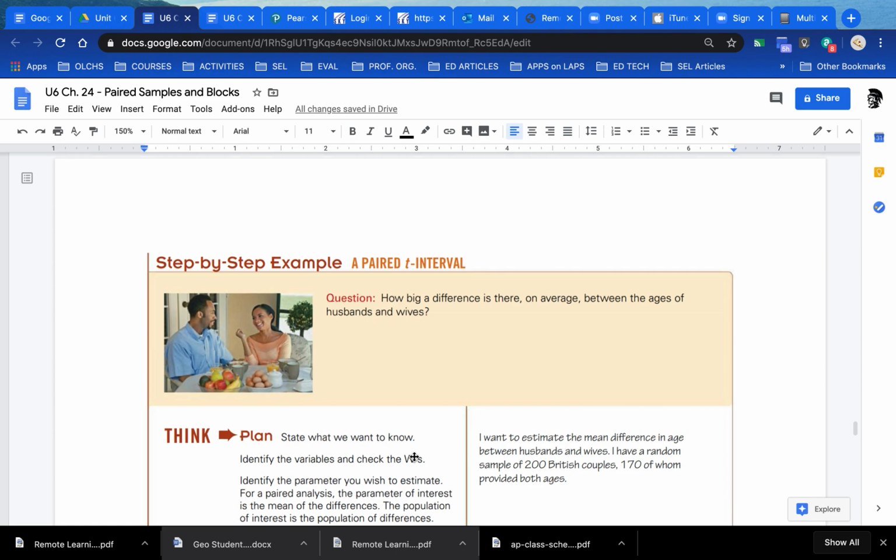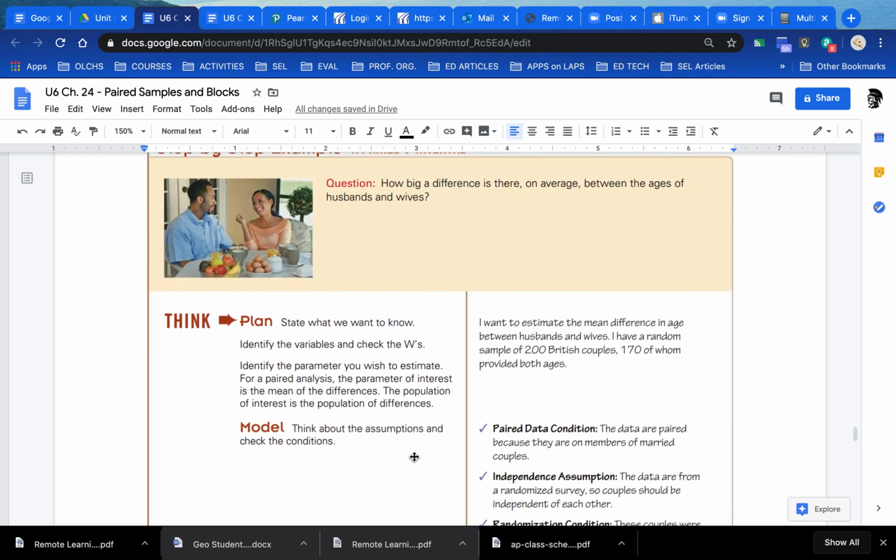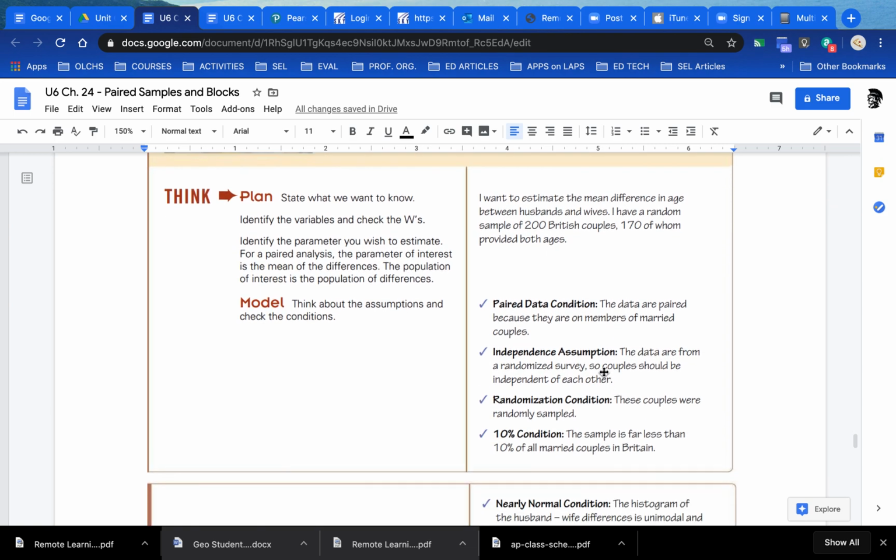Now again, we're going to type this into the calculator. I just wanted to show you what the assumptions and conditions look like here. So again, your parameter is you're making a confidence interval to determine the true mean difference in ages between husbands and wives, in this case, in Great Britain. Now, here, again, is the data paired? Yeah, they're couples. Is it independent? Now again, between the wife and husband, no, but between each couple, yes.